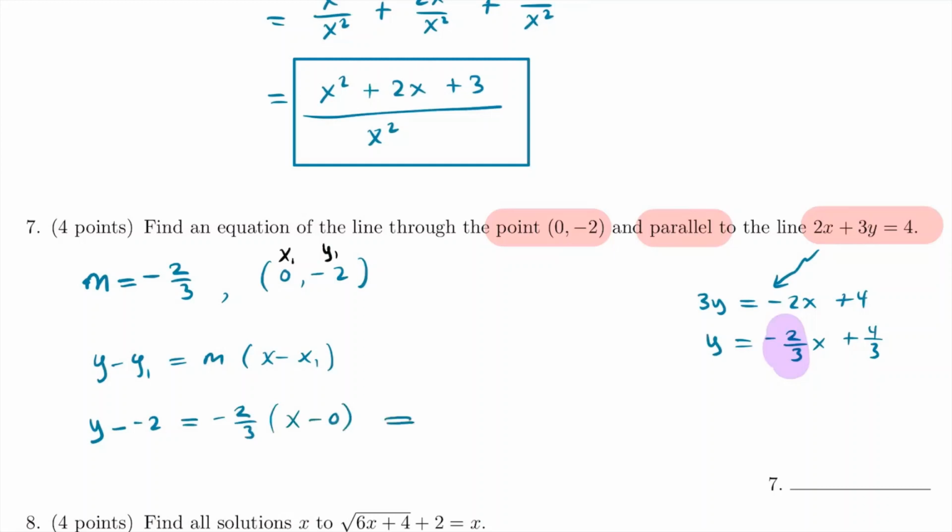You can clear this up and write it a nicer way. This will be y plus 2 equals negative 2/3 x. You can leave it right here or just subtract the 2. Either way, both are equivalent.